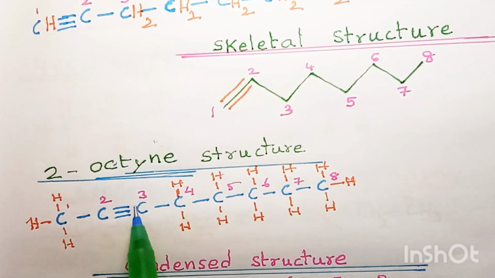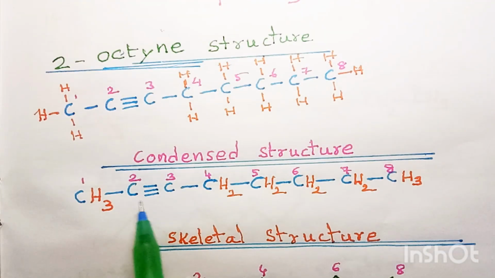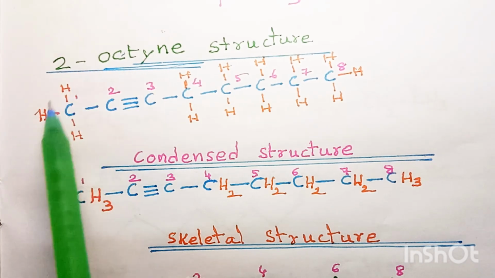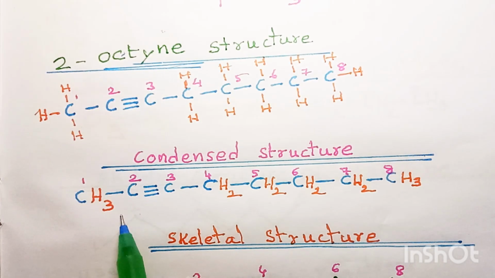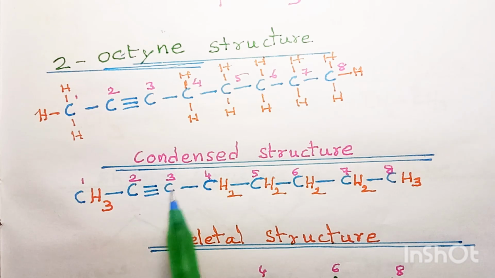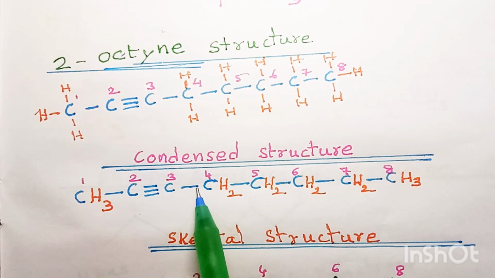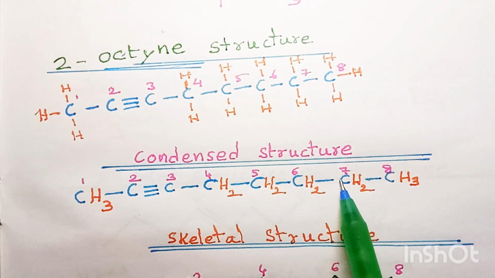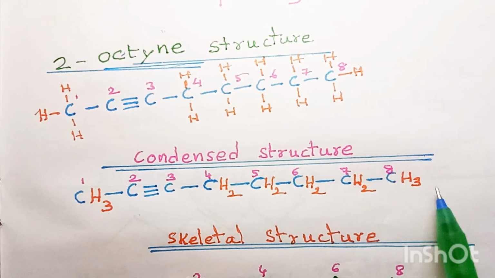The triple bond will be between the second and third carbon atoms. The condensed structure will be similar: CH3, C triple bond C, single bond CH2, single bond CH2, single bond CH2, single bond CH2, single bond CH3.